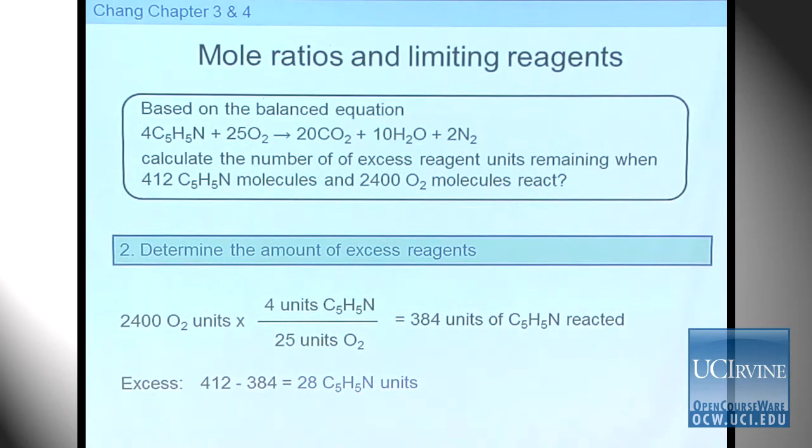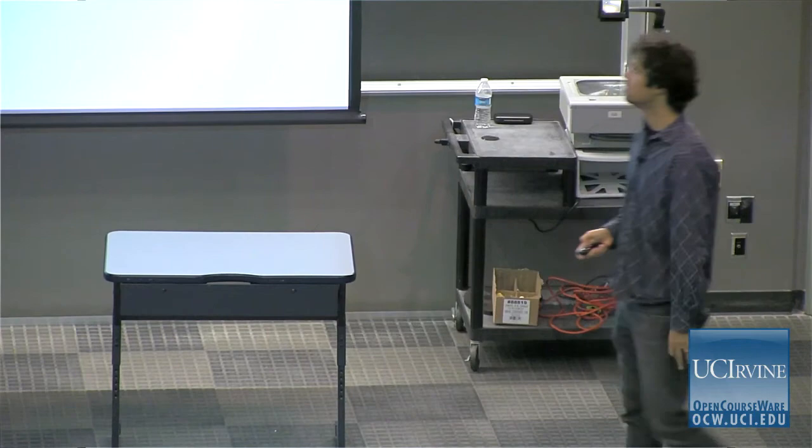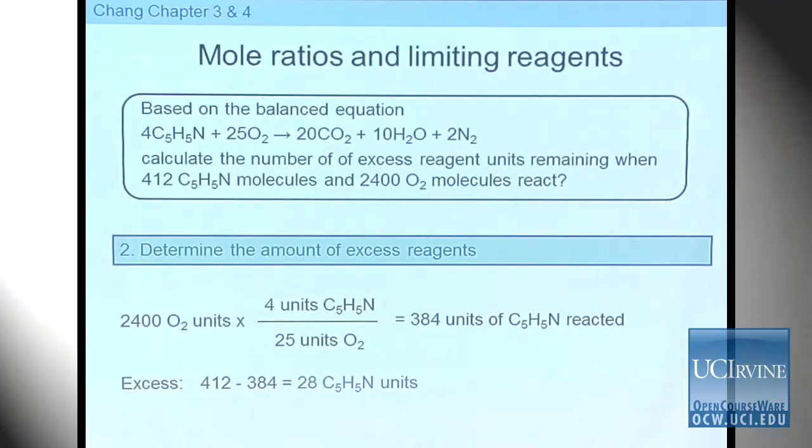So we've done these calculations several times. I just want to point out that you convert one countable unit into the other countable unit with these ratios. One reagent you convert into the other reagent, the amount of the other reagent that has reacted. Is this clear, folks? Yeah? Who says, I still have no idea what you're talking about?